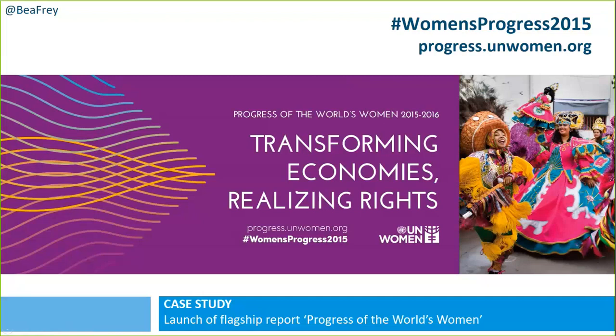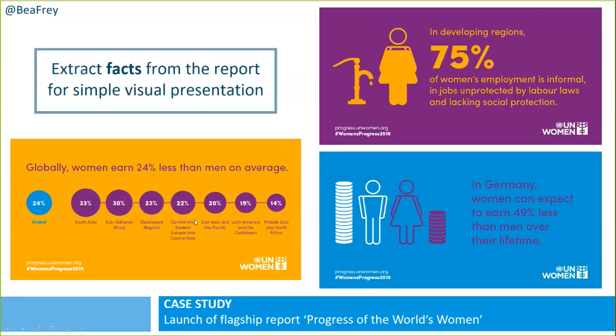One concrete example of how we use social media to push out our content is for big reports. Because some of you publish reports, it might be relevant for you as well. Our flagship report from UN Women is called Progress of the World's Women, which is a very dense and thick report that not everyone in the general public will read in its entirety. So what we do is extract facts from the report for simple visual presentation, in graphs, to get individual facts across to our audience.